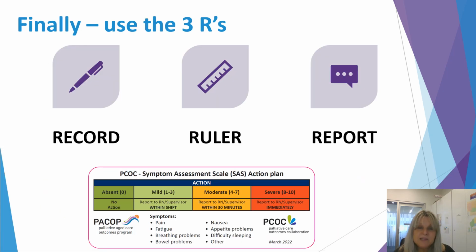And then remember, once we have this information, we need to record it. We need to write it down. We then need to have a look at the ruler, and the ruler's on the screen now. And if we have any absence scores, we don't need to do anything, of course. If we have mild, we need to report it to the nurse within the shift. Any moderate scores, we need to report to the nurse within 30 minutes. And any severe scores, of course, we need to report them to the nurse straight away.